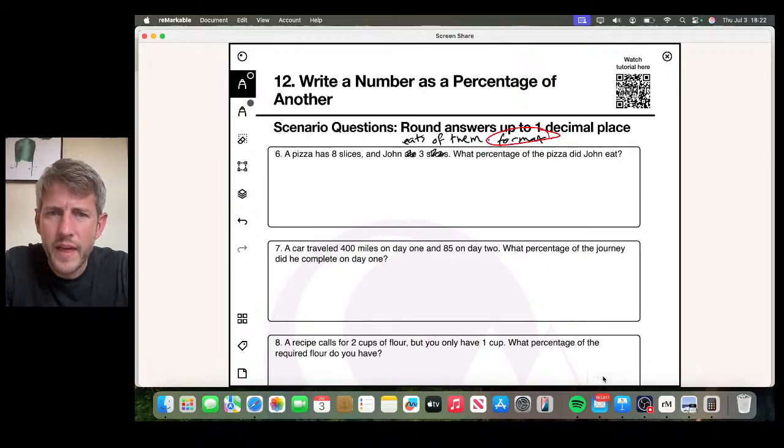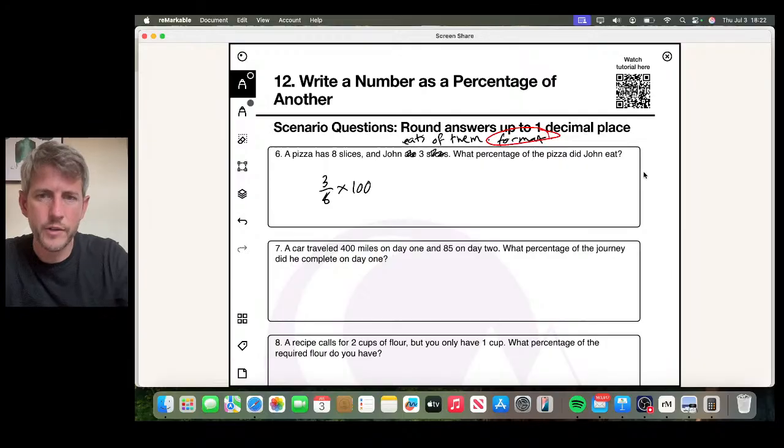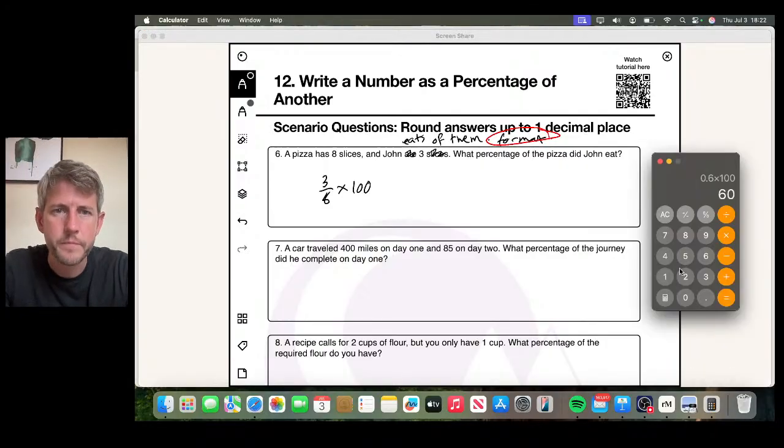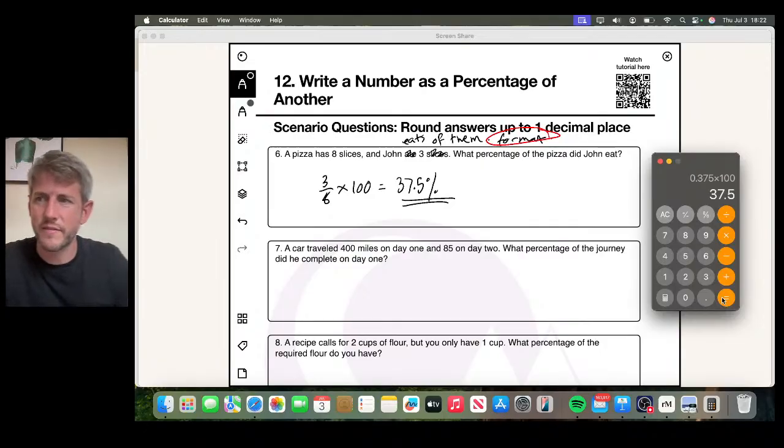So here we go. And then what we've got here is what percentage of pizza did John eat? So he had 3 out of the 8 slices. So if we times that by 100, that will give us the percentage. Okay, so we've got 3 divided by 8 equals 0.375. Then we times that by 100. That equals 37.5%. Okay, so John ate 37.5% of the pizza.